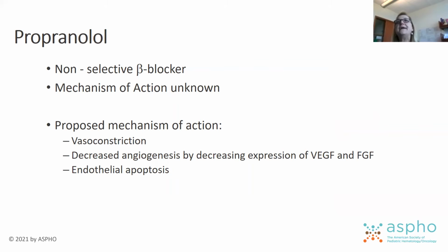So why does propranolol work? Well, we know it's a non-selective beta blocker. We know the mechanism of action is because hemangiomas have a lot of flow from capillaries, and so propranolol causes some vasoconstriction. It also can decrease angiogenesis and decrease the expression of VEGF and FGF, and we know that it causes endothelial apoptosis. And actually, there's some other interesting things about propranolol that I can give you references to that say that it works using other mechanisms, and we're not going to get into that because I do not think that that's going to be on the boards.